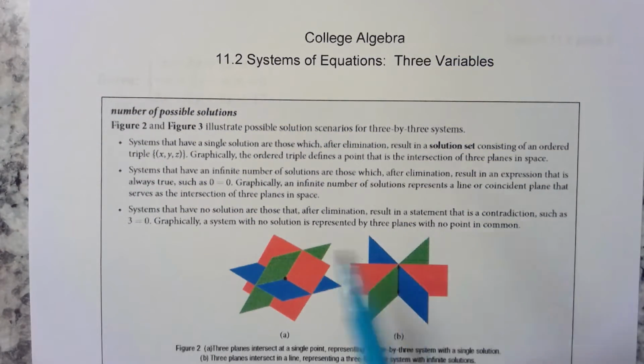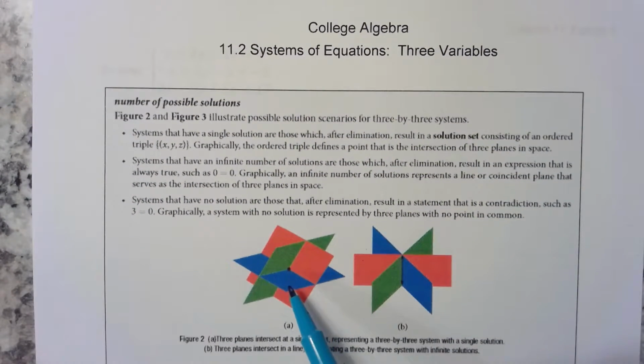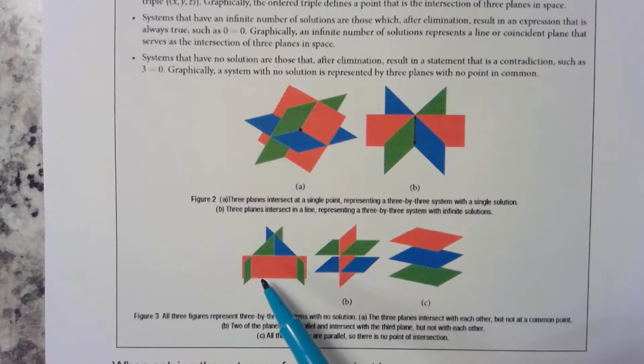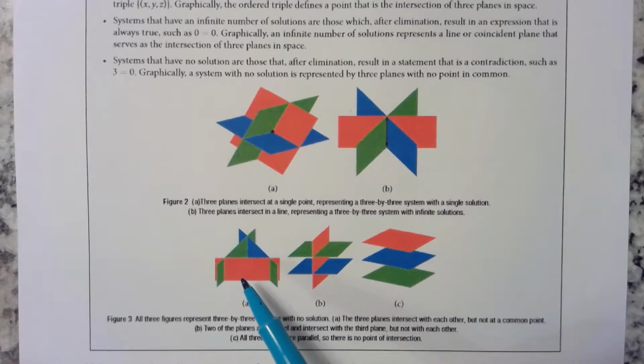So this gives us a singular solution. This one gives us infinitely many solutions in the form of a line. But look at these. Do these 3 planes intersect in one place? The green intersects the red and blue, the blue intersects the green and red, and the red intersects the blue and the green. However, all 3 of them don't intersect anywhere. This would give us no solution.